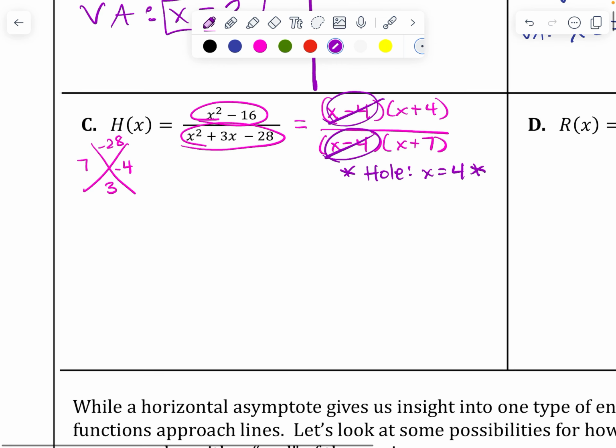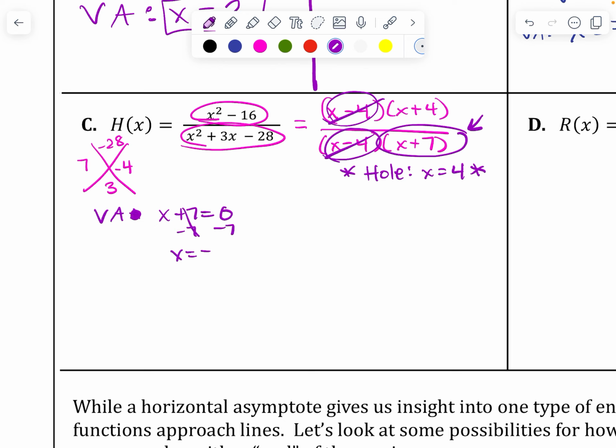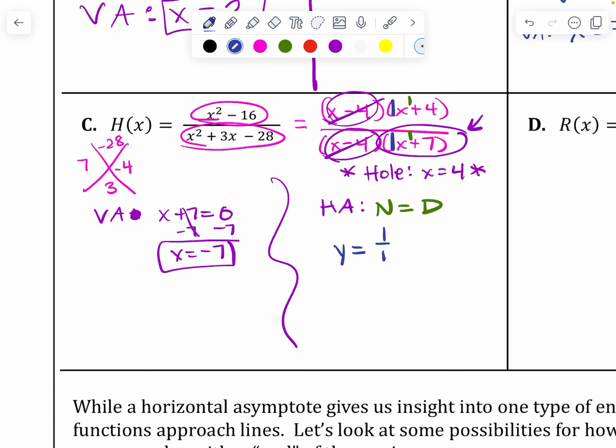But as we move forward, this is what we're looking at for our vertical asymptote. So we set our remaining denominator equal to 0. So x plus 7 equals 0, and we subtract the 7. We get x equals negative 7 as our vertical asymptote. To look at our horizontal asymptote, go ahead and compare what's left. This is a power of 1. This is a power of 1. Therefore, the numerator equals the denominator degree, and that's case number 2. So we're looking at those leading coefficients of 1 and 1. So we know the y value is 1 over 1, which is just 1 for our horizontal asymptote.